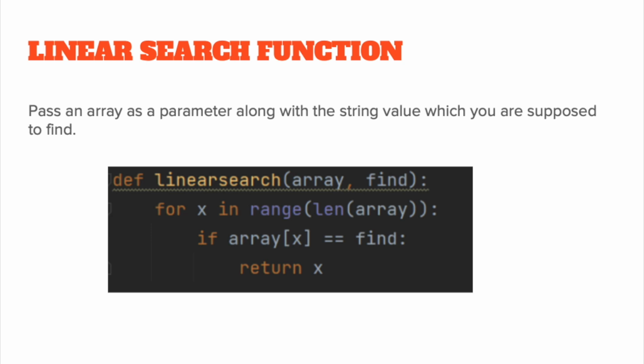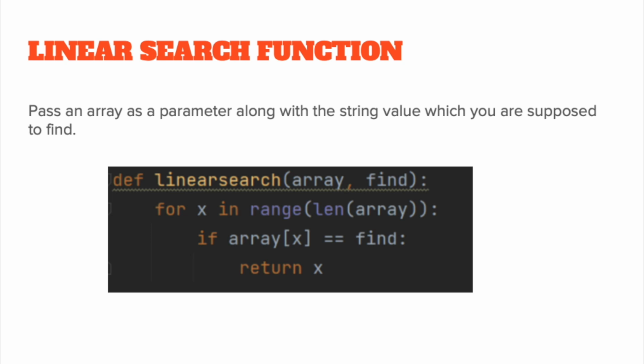You're going to pass an array as a parameter along with the string value, which you're supposed to find. So in this array, we want to find something, and then we're going to use a loop to compare the value to whatever we're trying to find and return that back. Now, why am I focusing on this right now? Because the next practice question is going to utilize kind of like a linear search, and I just wanted to front load you so you know how this function works.